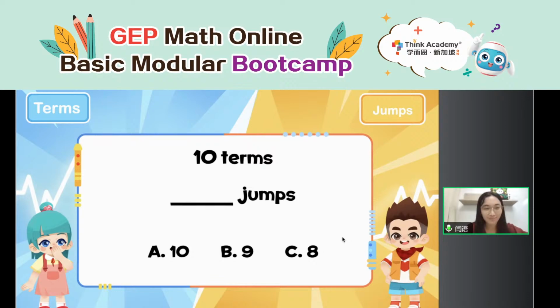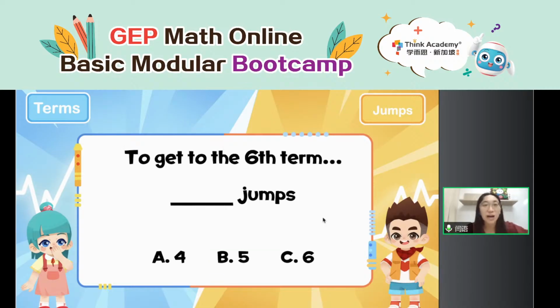How many jumps? How many? Yes, correct. 9 jumps. Okay, jump is just regarding as the interval, right? Okay, next one. To get to the 6th term, how many jumps are there?